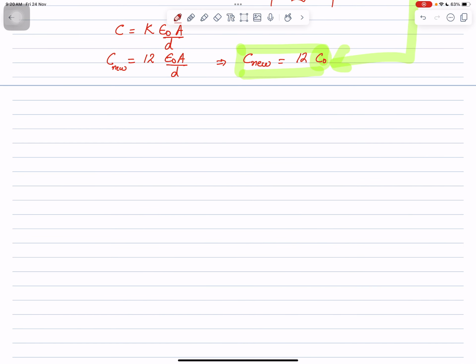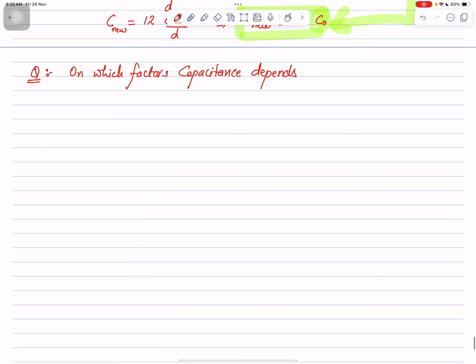Now there is a question. Generally they will ask you this type of question: on which factors does capacitance depend? We have two formulas, okay, but there is a problem in one and you need to understand that part. You learn about C is equal to Q divided by V, and C is equal to K times epsilon naught A divided by D.